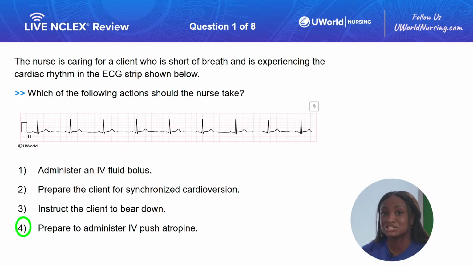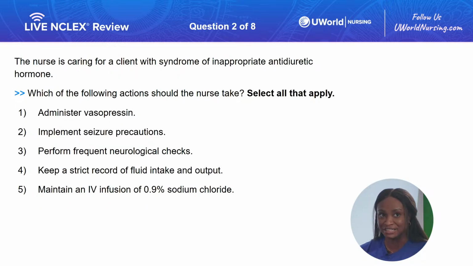But we would actually also do that from least to most invasive. So we would instruct them to bear down, then probably give them a fluid bolus, then synchronized cardioversion if it was a tachycardic rhythm. Always go from least to most invasive, and keep that in mind with questions coming up. But you guys did great on that one. Let's move to the next question.